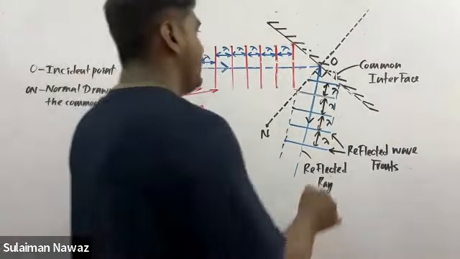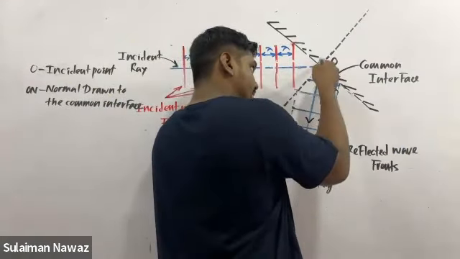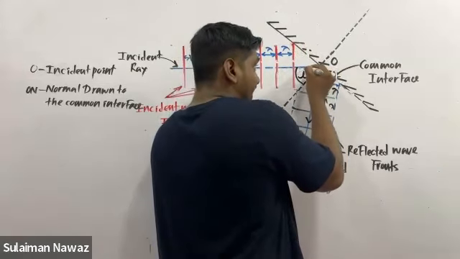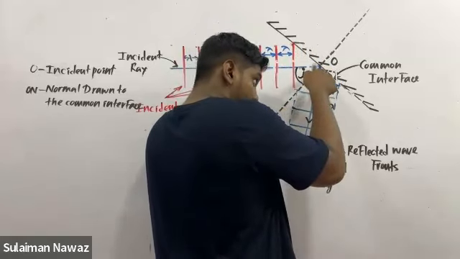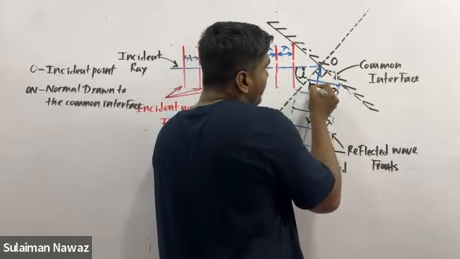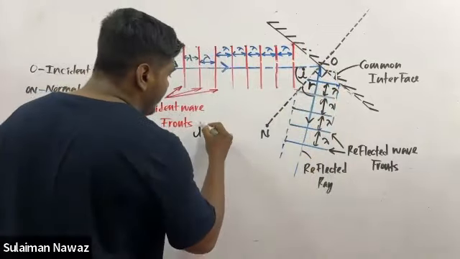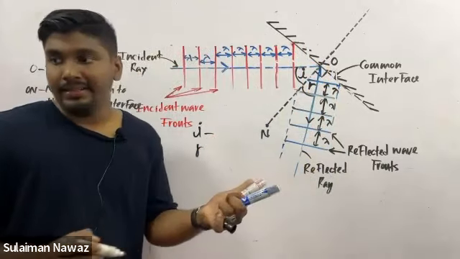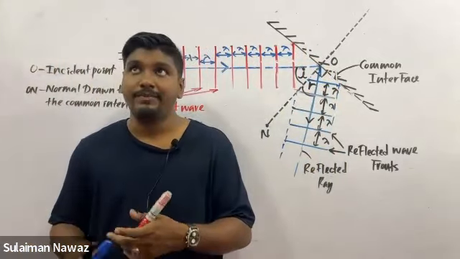Now I mark the incident angle. Look here. This one is my incident ray, and this one is my normal. The angle between the incident ray and the normal is the incident angle I. The angle between the reflected ray and the normal is the reflected angle R. Now mark down: I means incident angle, R means reflected angle.